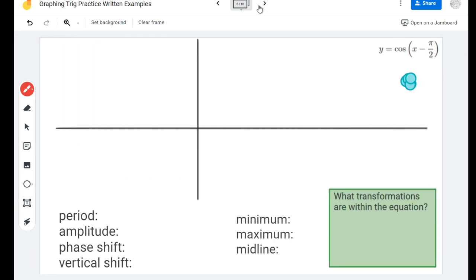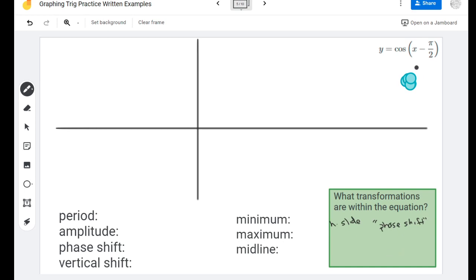All right, here's another one. So this time what we're doing is we are subtracting pi over 2 inside the grouping symbol. So anytime you have something done in the grouping symbol, it's a horizontal change. This addition or subtraction that you see here is a horizontal slide. We call that a phase shift.